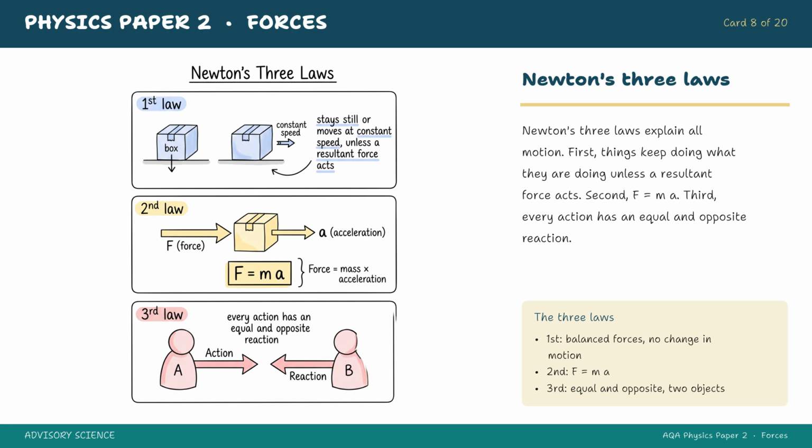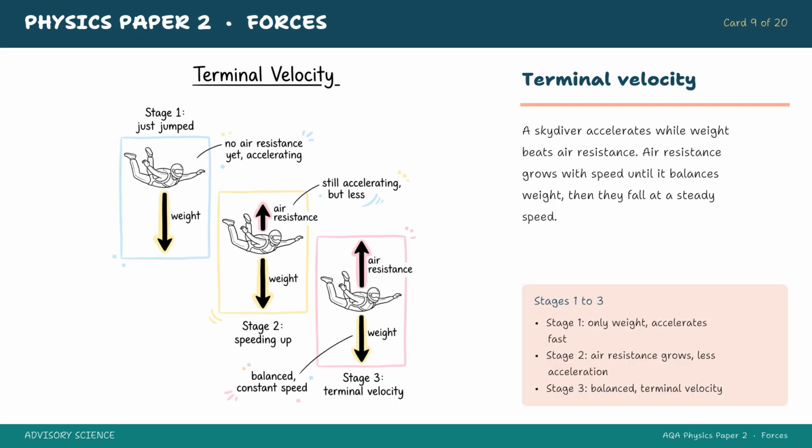The third law states that for every action, there's an equal and opposite reaction. A typical exam question for Newton's first law is a skydiver jumping from a plane. It happens in 5 distinct stages based on forward, backward, balanced and unbalanced forces. Stage 1 is the jump.